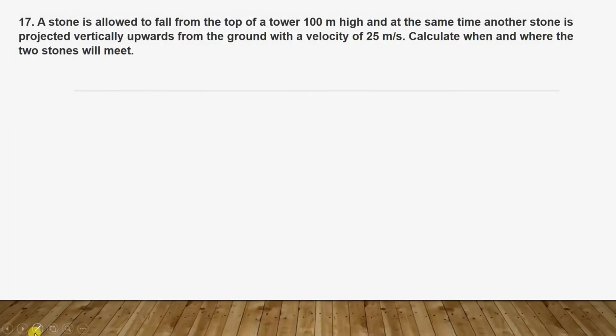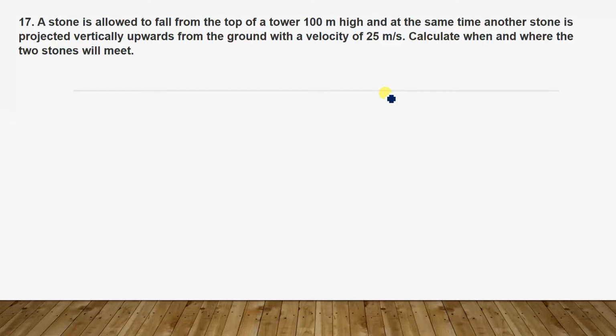A stone is thrown. A stone is allowed to fall from top of the tower 100 meter high, and at the same time another stone is projected vertically upwards from the ground with a velocity of 25 meter per second. Calculate when and where the two stones meet. This is a very important question, and it actually contains the gist of all the questions. So let's solve it.